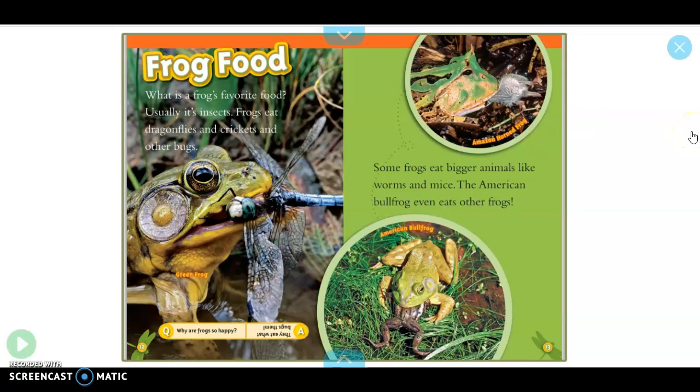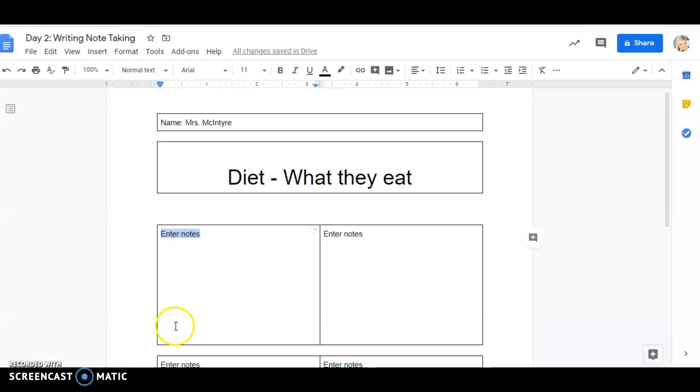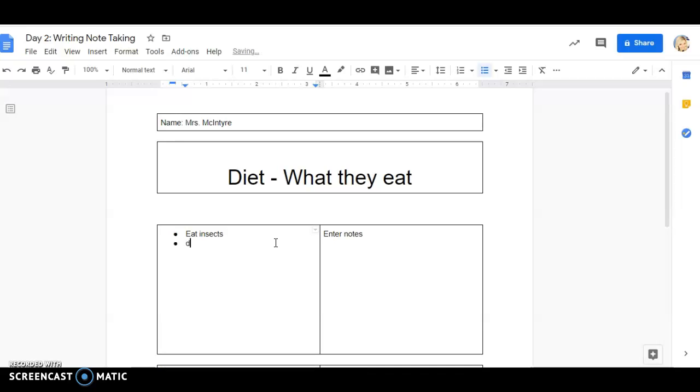Frog food. What is a frog's favorite food? Usually it's insects. Frogs eat dragonflies and crickets and other bugs. So I'm going to stop right there. I just learned about some types of food that frogs eat. Now I'm going to use my bullets. You don't have to use the bullet points, but that's how I like to take notes. So they eat insects. They said dragonflies, crickets, and other bugs. Let's keep on reading to see if we can learn more about what they eat.